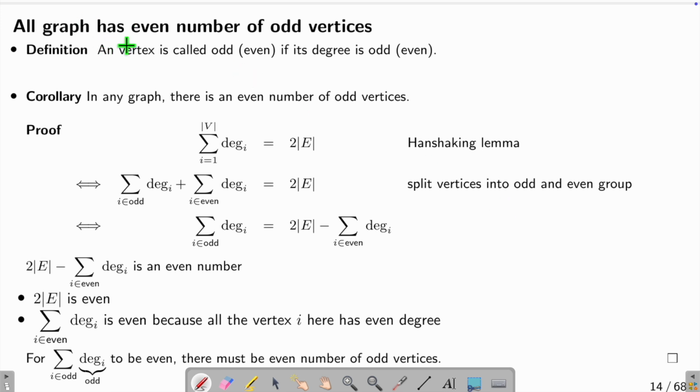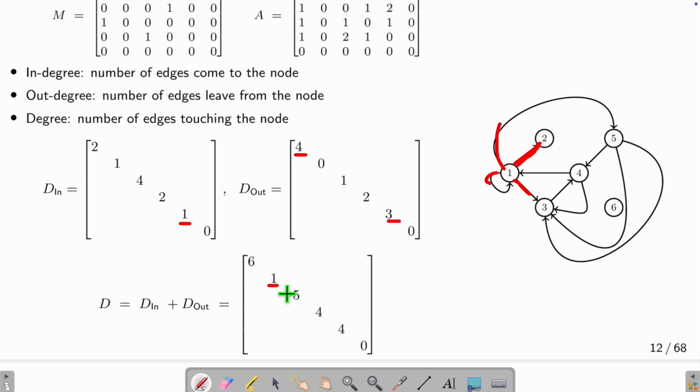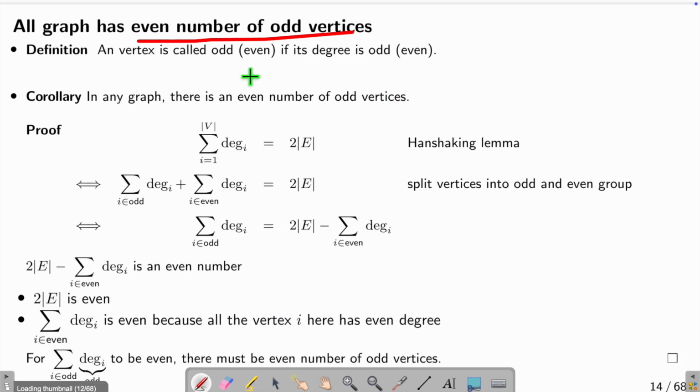For all graphs, this is always true: there is an even number of odd vertices. A vertex is called odd if its degree is odd. So let's go back to this figure. This is an odd number, this is an odd number, and this is even, this is even, this is even, this is even. Okay? How many odd vertices in this graph? 2. 2 is even. This is true. And how do you prove this?